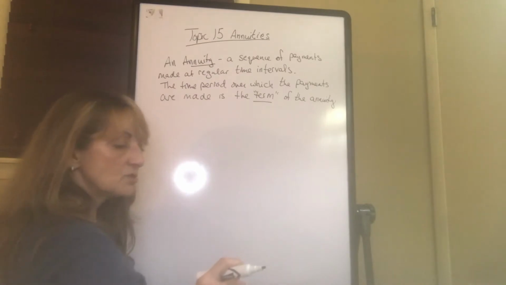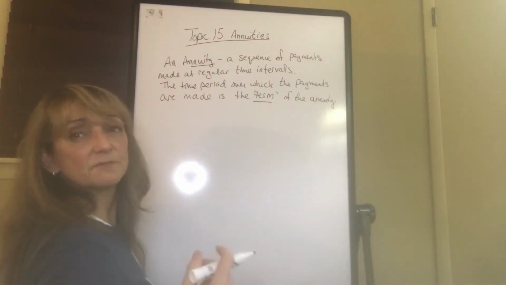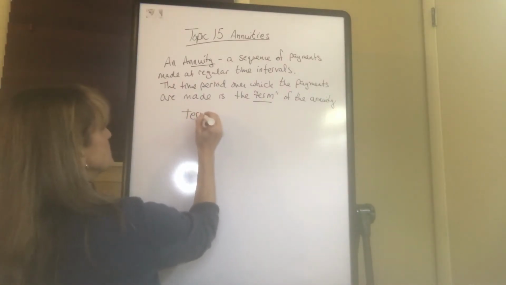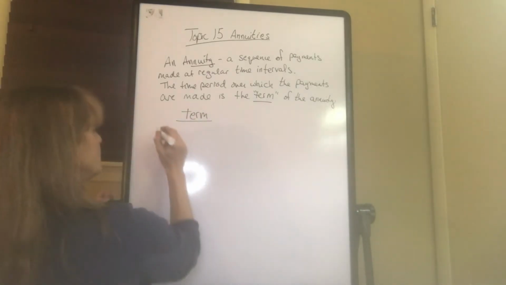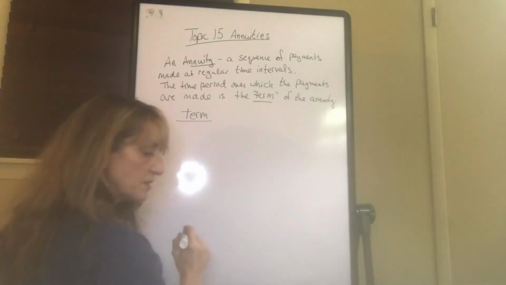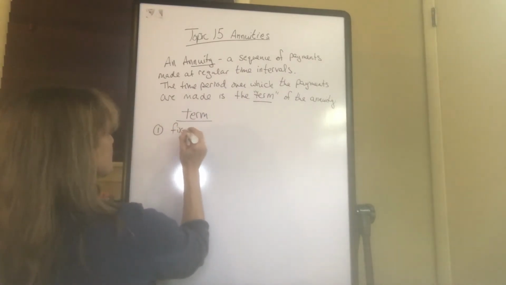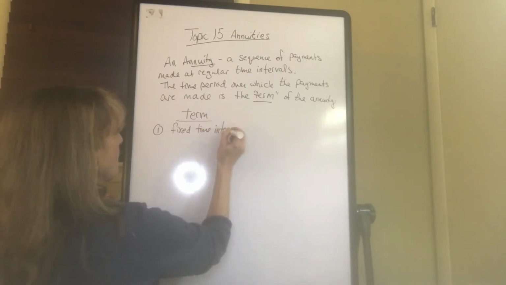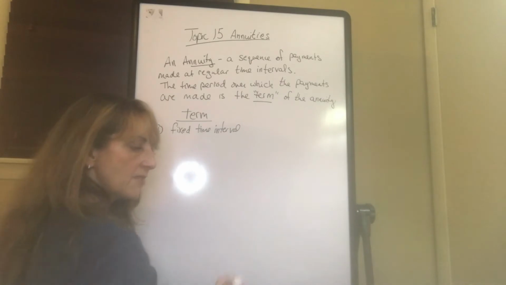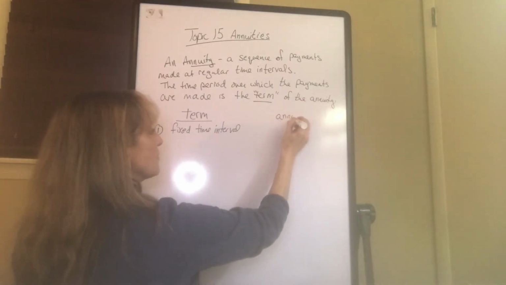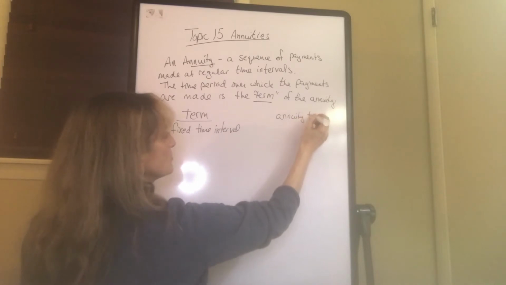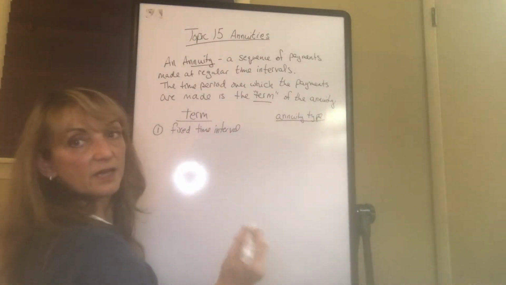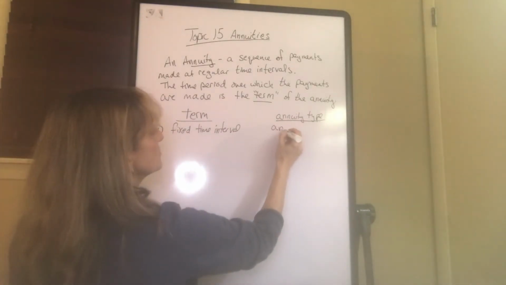Okay. Different types of annuities have different names and ways they're described. When you're talking about the term, one type is what we called a fixed time interval. And that annuity type is called a certain annuity, or an annuity that's certain.